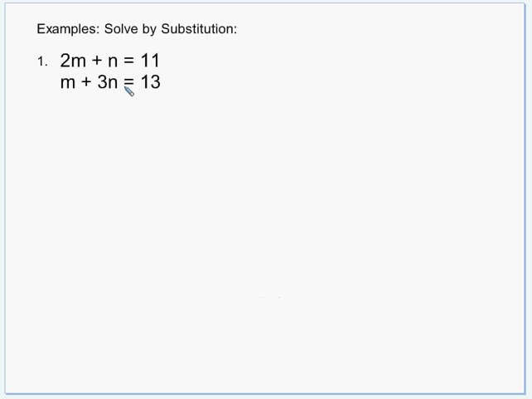So we have both our equations here. Now we need to pick one of the equations and solve for a variable. I'm going to pick the second one and solve for m. The reason I want to solve for m is because 1, it's positive, and 2, there's no coefficient in front of it. So if I solve for m, m is going to equal negative 3n plus 13, because we had to bring that 3n over.